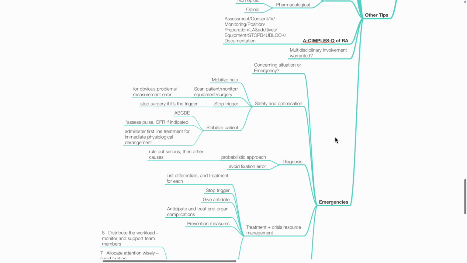Safety and optimization: mobilize help, scan patient, monitor, equipment and surgery for obvious problems or measurement error, stop the trigger, and stop the surgery if it's the trigger. Stabilize the patient according to ABCDE approach. Assess pulse and CPR if indicated. Administer first-line treatment for immediate physiological derangement, such as fluid boluses and ephedrine for hypotension, FiO2 for desaturation.